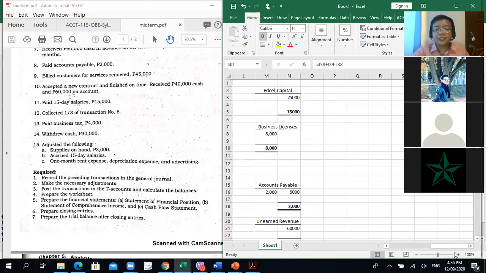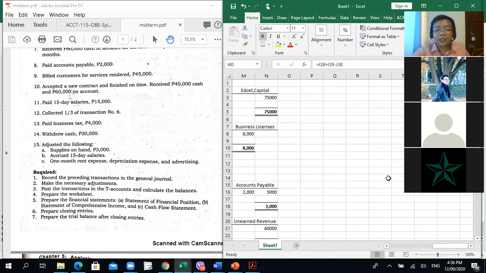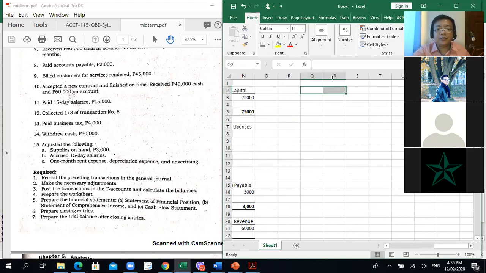Alright. Next is you will do trial balance, right? So let's say trial balance na lang to. I will not put the entire. Okay. Let's say trial balance to. Or unadjusted TB. Alright. So you have here debit and you have here credit.